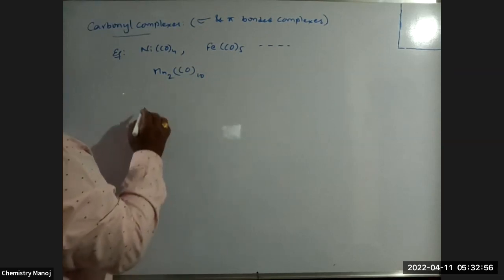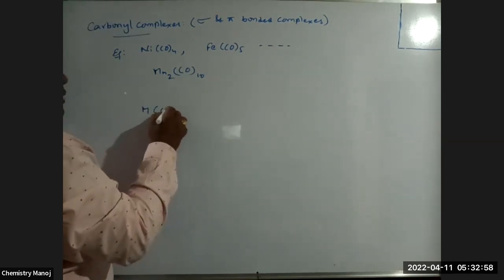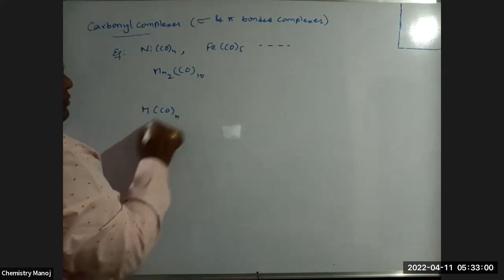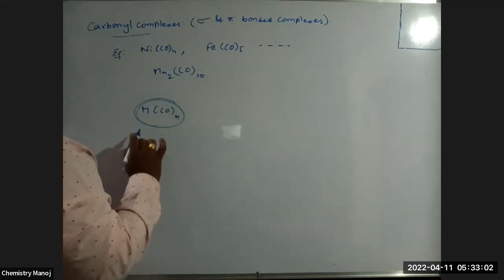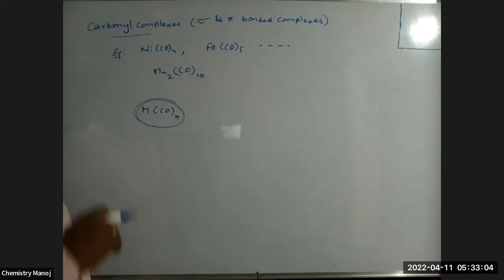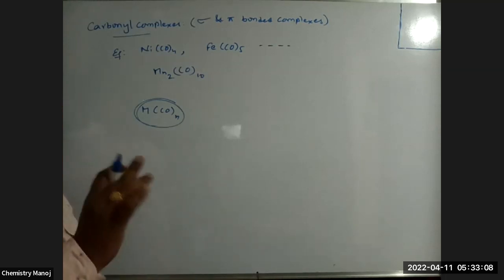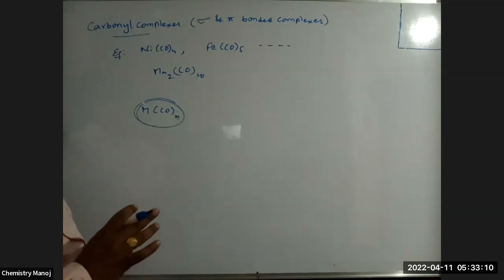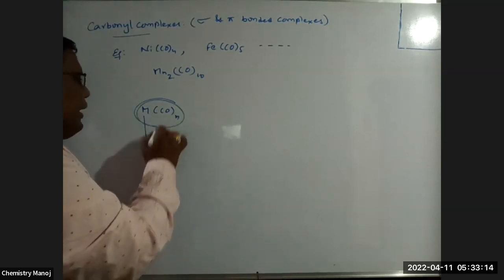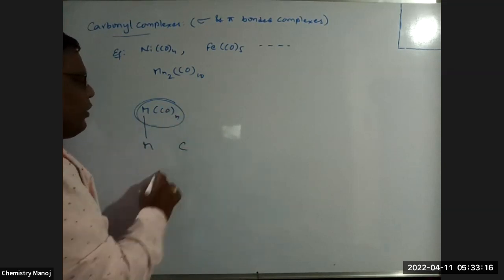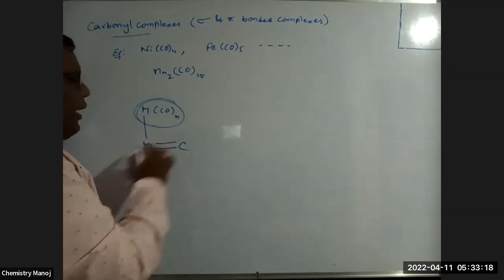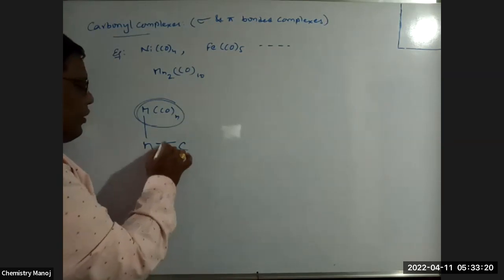In all these cases, the metal is combined with carbon monoxide n times. Those complexes are nothing but carbonyl complexes. Metal and carbon monoxide combinations are called carbonyl complexes. Between the metal and the carbon of carbon monoxide, there are two bonds. One is a sigma bond, one is a pi bond.